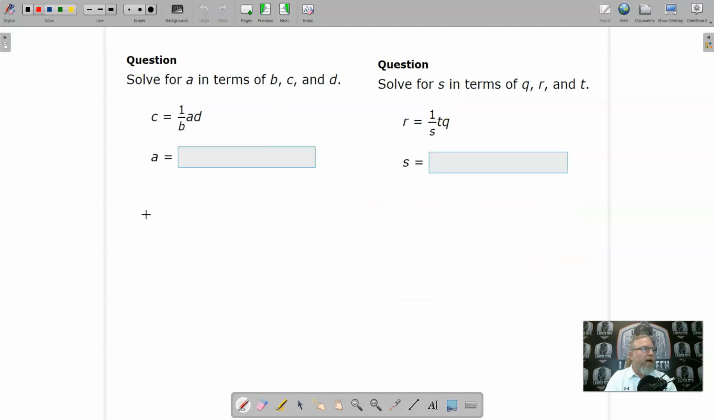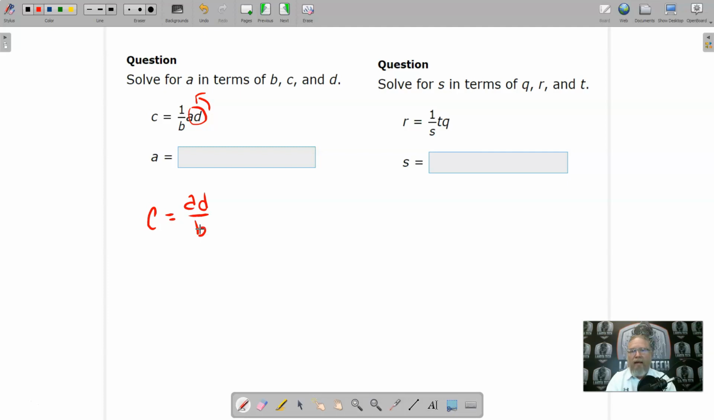So here I'm going to solve for A in terms of B, C, and D. So C equals, and again, I'm going to take this AD and move it up into the denominator. A over D equals B. Now, if they want us to solve for B, we could just switch the C and the B. But in this case, they want us to solve for A.